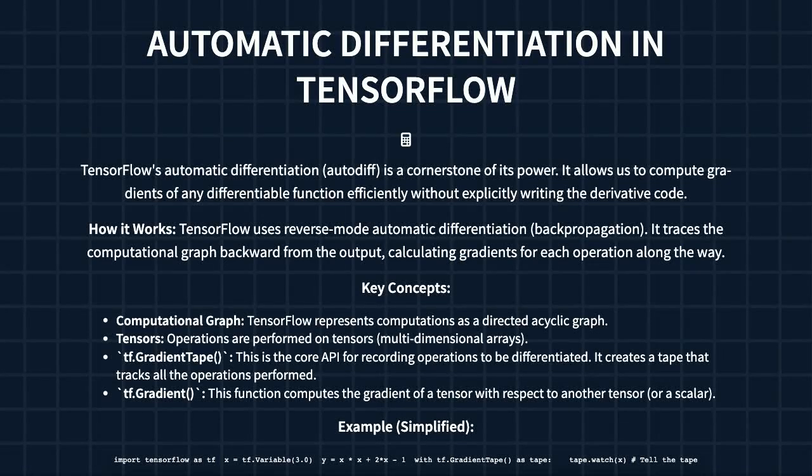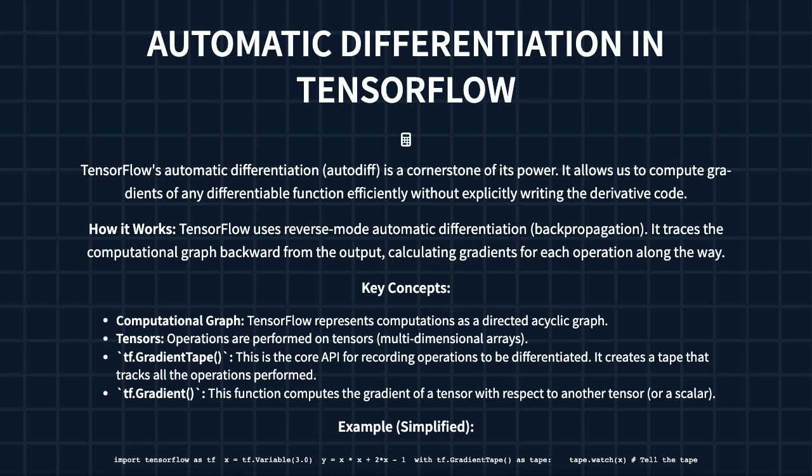Okay, let's talk about how TensorFlow figures out derivatives. That's automatic differentiation. Essentially, it lets us automatically calculate gradients without having to write all those complex formulas ourselves. TensorFlow uses something called backpropagation, which is like tracing the steps of a calculation in reverse to find the slope at any point. It builds a graph of operations and then efficiently computes those gradients.